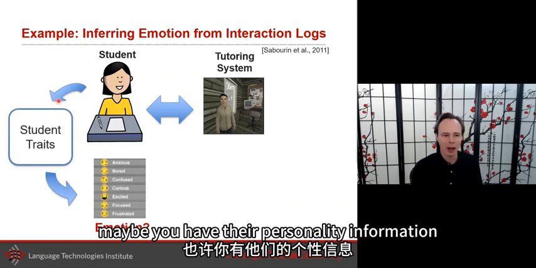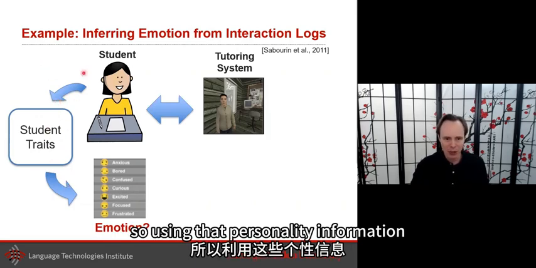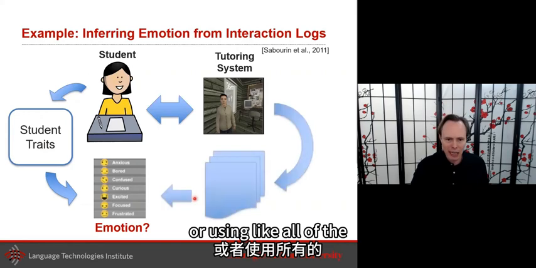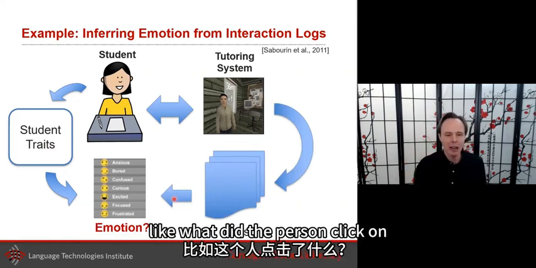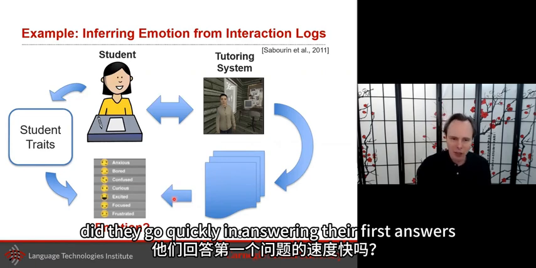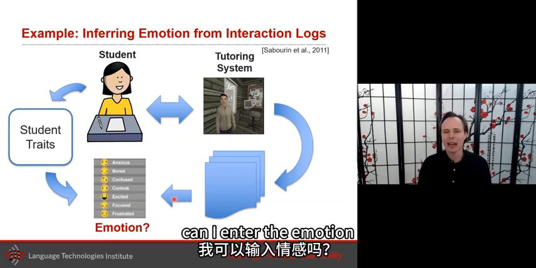And maybe you also have some extra information about the student, maybe their personality information. So using that personality information, or all of the information you get from the system, like all the logs, like what did the person click on? Did they go quickly in answering the first answers? Can I infer the emotion?